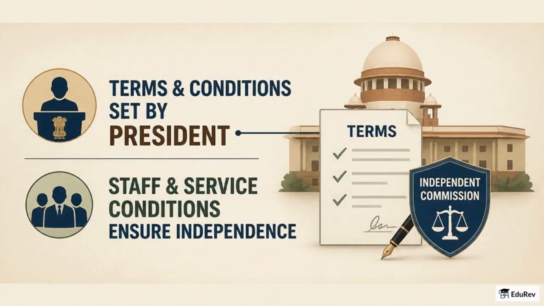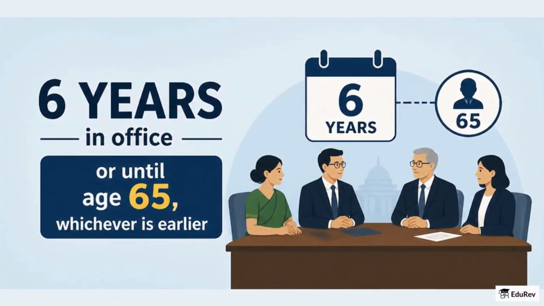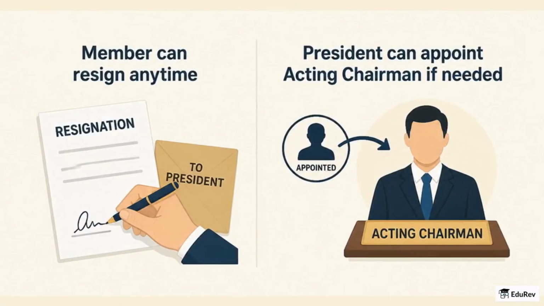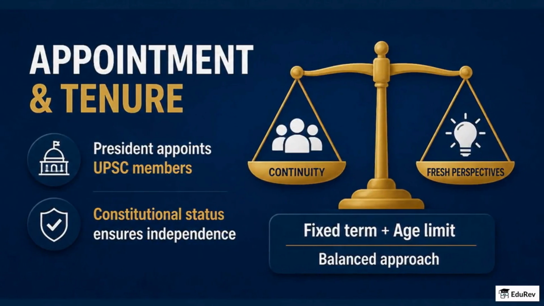Terms of service are set by the President, and both staff strength and service conditions are decided in line with keeping the Commission independent. Chairman and members hold office for 6 years from joining or until they reach 65 years, whichever comes earlier. A member can resign any time by writing to the President, and the President can appoint an acting chairman if needed. Now about appointment and tenure.